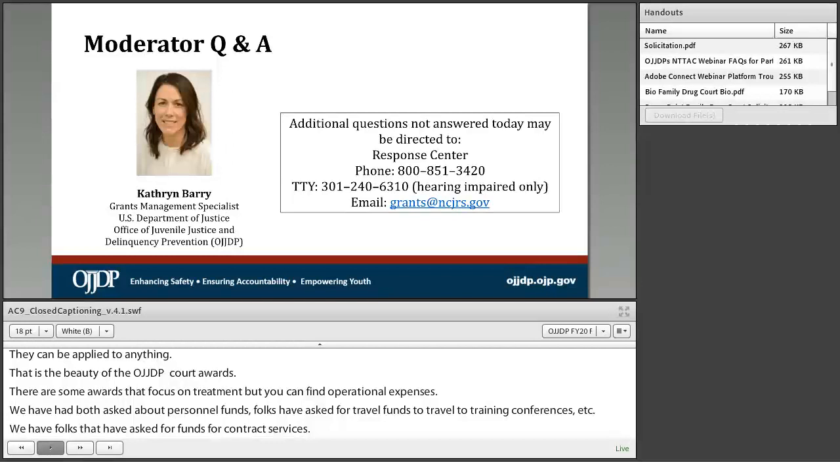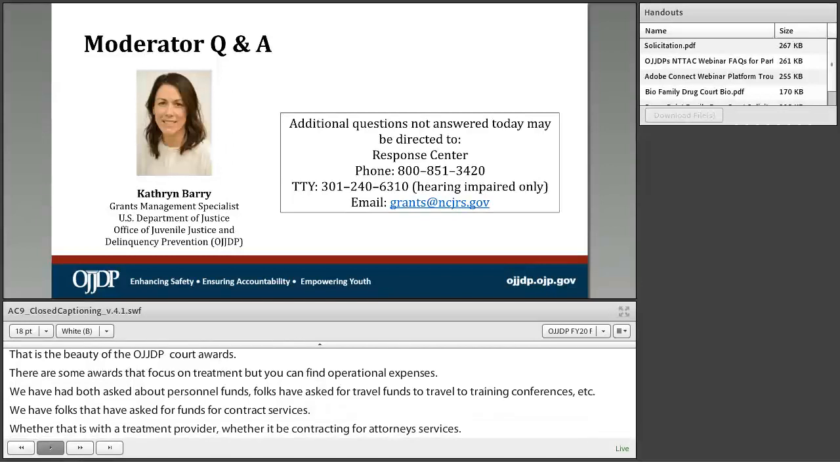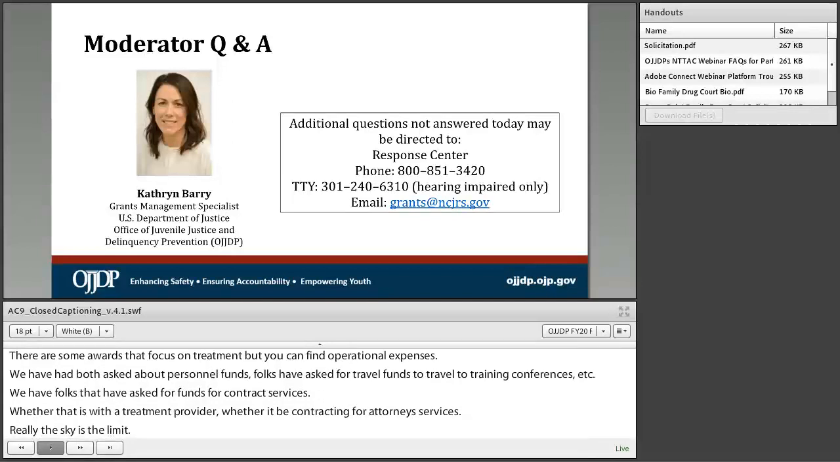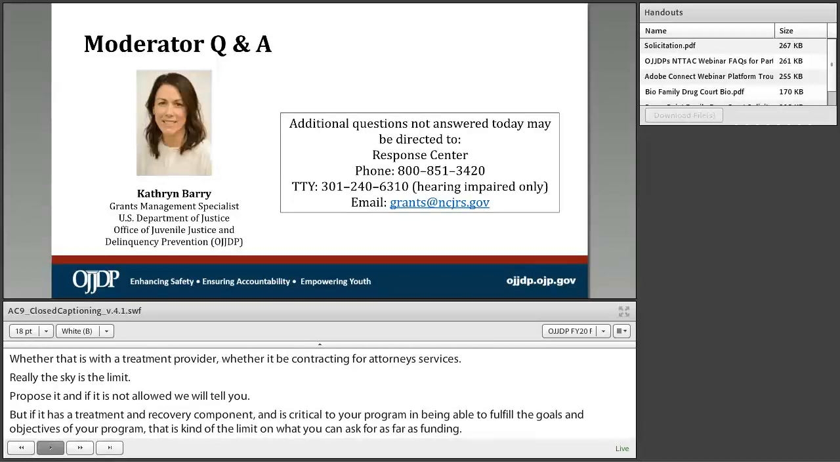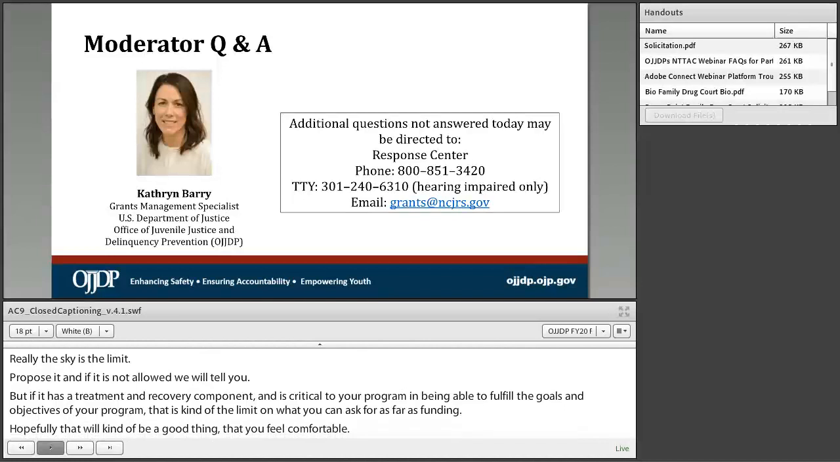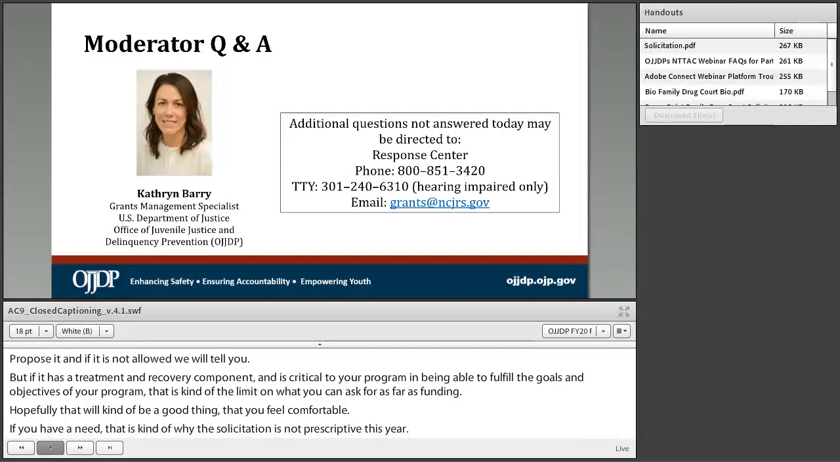So propose it. If it's not allowed, we will tell you. But if it has a treatment and recovery component and it's critical to your program and being able to fulfill the goals and objectives of your program, that's the limit on what you can ask for as far as funding. Hopefully you feel comfortable. That's why the solicitations are not prescriptive this year. If you have a need, apply for it and ask for funding, as long as it aligns with the goals and objectives of the Family Drug Court program.